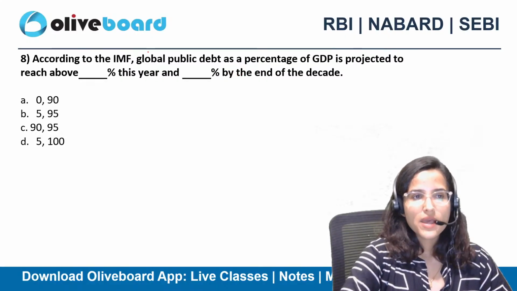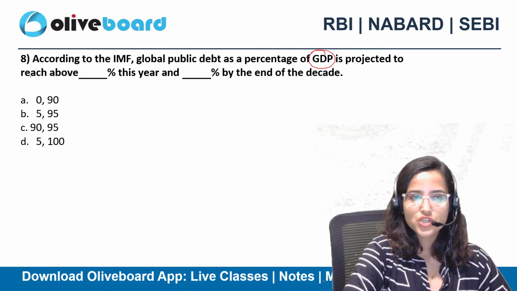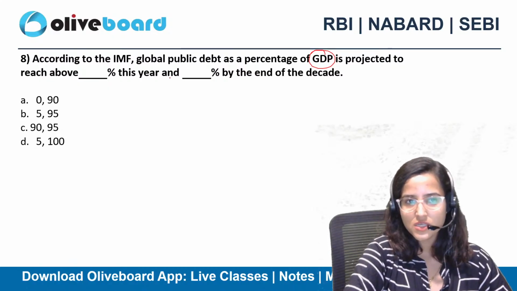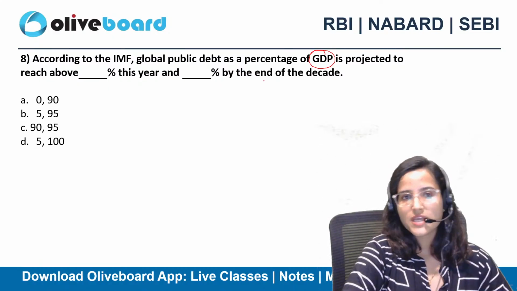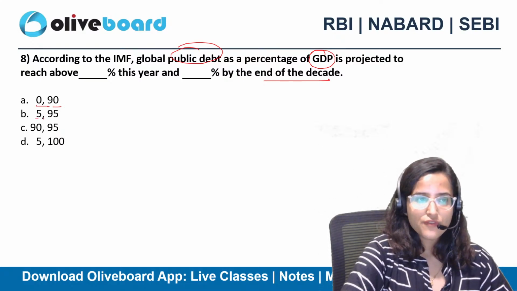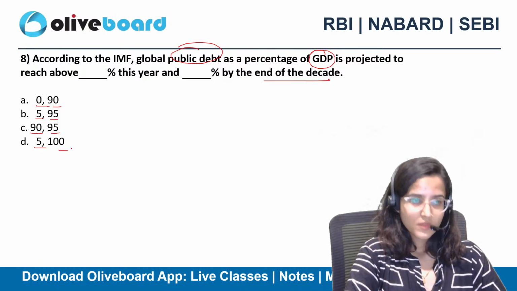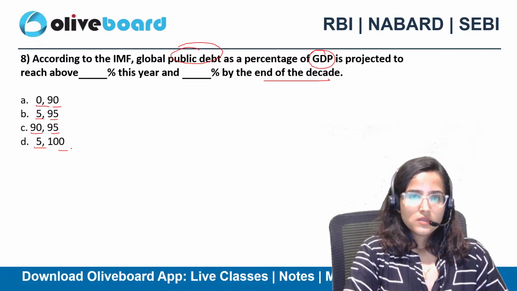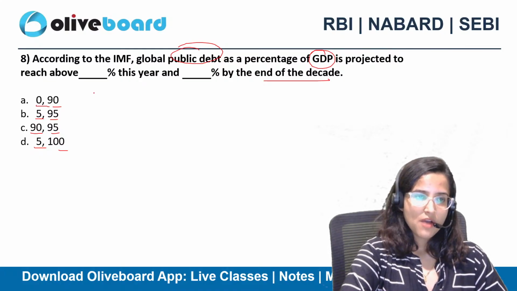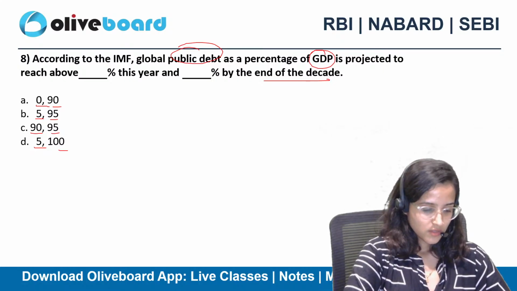Chalo. According to IMF, global public debt as a percentage of GDP is projected to reach above dash percentage this year and dash percentage by the end of the decade. The options: 0, 90, 5, 95, 90, 95, or 500. Reach above dash percentage this year and dash by the end of the decade.